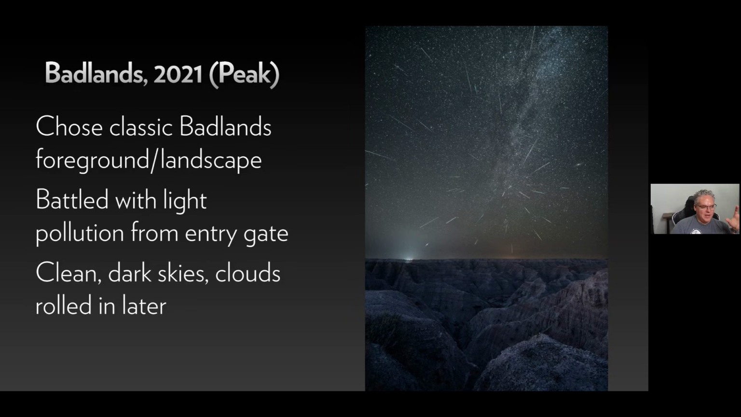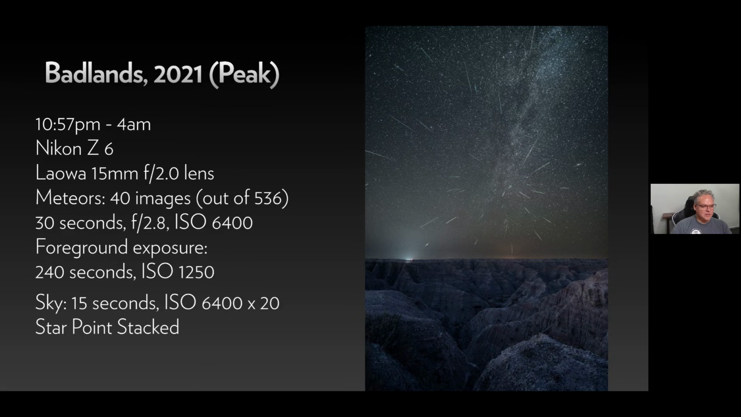On the peak night of the Badlands, this was the classic Badlands foreground, right? There was a lot of light pollution from the entry gate to the Park Service over there. But there were clean, dark skies. Clouds rolled in later. So we shot from 11 p.m. to 4 a.m. This was my Laowa 15 millimeter lens. I only got 40 images with meteors, but there was enough to create this radiant image. And the foreground was 240 seconds at ISO 1250. We talked about this before, right? The sky was only 15 seconds long, star point stacked.